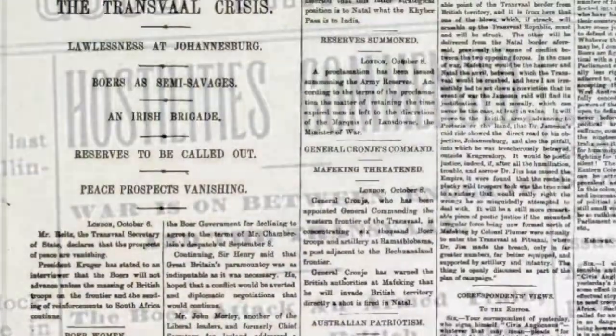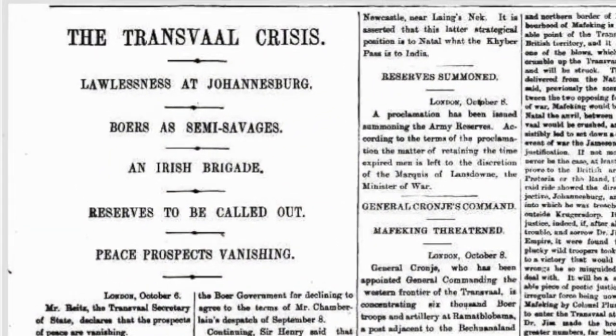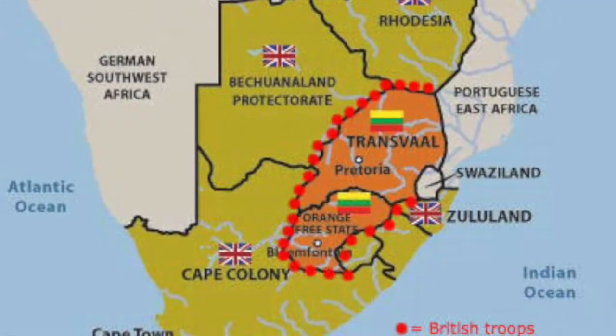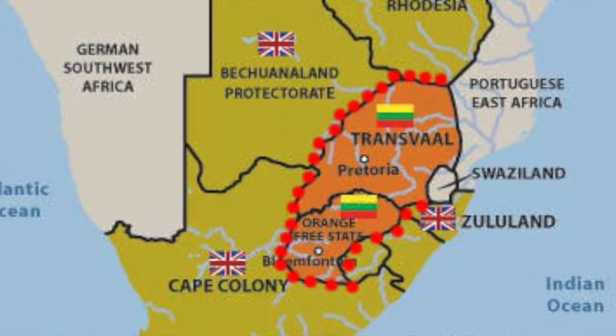The British feared the Transvaal State and the Orange Free State were allying against them, and responded by lining up troops on the border of the territories. The Boer states responded with an ultimatum requiring Britain to withdraw. Britain refused, and war broke out.